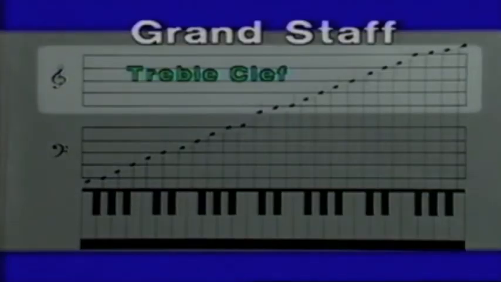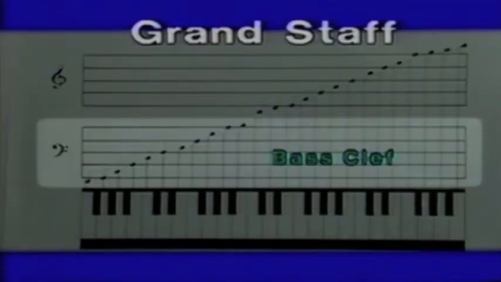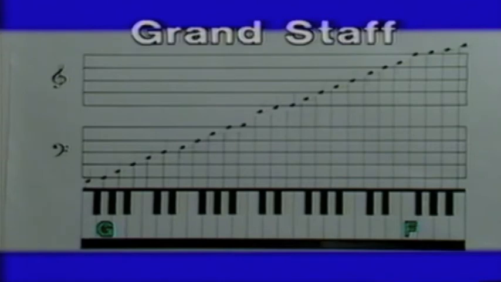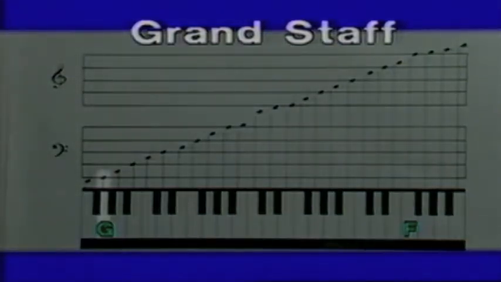The grand staff is composed of the 5 lines and 4 spaces in the treble or G clef, which the right hand plays, and the 5 lines and 4 spaces in the bass or F clef, which the left hand plays. Bar lines divide the staff into measures with a double bar at the end, signifying the end of the piece. A brace combines both staves to complete the grand staff. Not every note on the keyboard is included on the grand staff, only this G to this F.